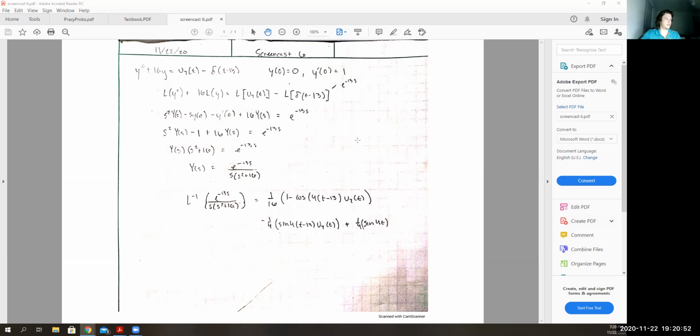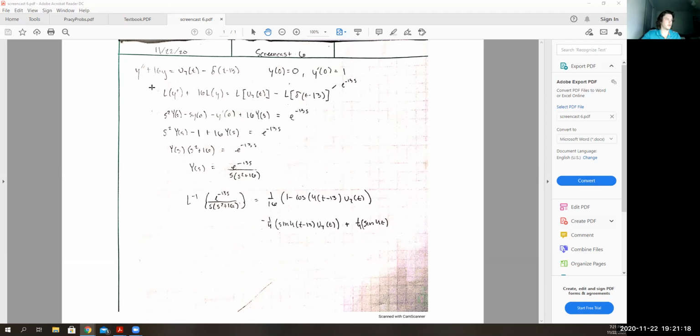So utilizing Laplace methods from the past few weeks for this specific homework assignment involved a few steps. The initial problem was y double prime plus 16y equals u(t) minus Dirac delta(t minus 13), plus the initial values given here. So the first step involved is just to take the Laplace transform of the entire equation.